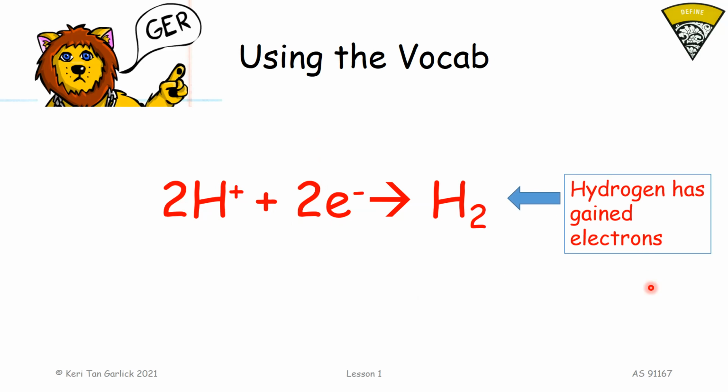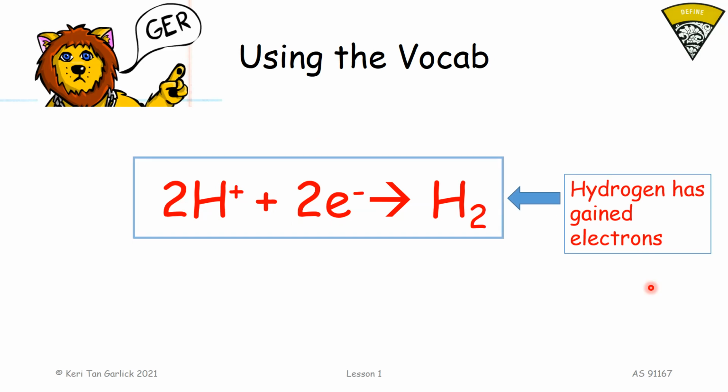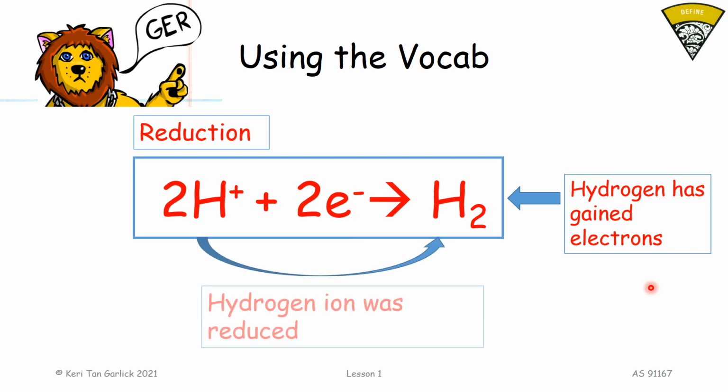So I think GER, for Leo the lion says GER. GER is a reduction reaction. And then when I'm referring to what's happening, I would say the hydrogen ion was reduced and we are forming the hydrogen molecule. So those are my 2 sets of vocabulary.